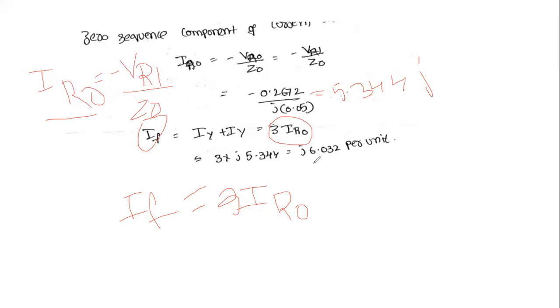What is the value of that fault current? That is J 6.032 per unit, equal to J 6.3032 per unit. Remember those formulas: if the fault is a double phase to ground fault, we calculate the fault current IF is equal to 3 into IR naught, and the zero sequence current formula is minus VR1 by Z naught. Remember those formulas.